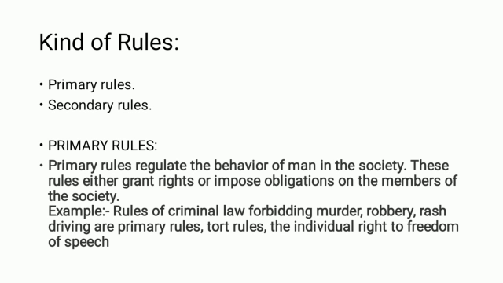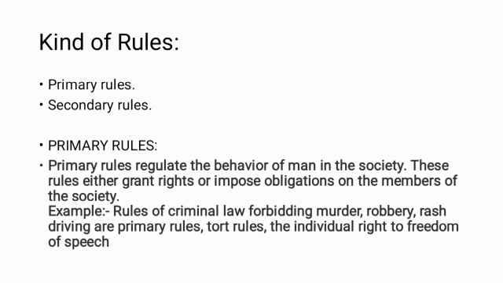Primary rules regulate the behavior of man in society. A legal person, सोसाइटी में बिहेव कैसे करेगा, कैसे उनका कंडक्ट होगा, इसको जज करता है, इसको गाइड करता है प्राइमरी रूल. These rules either grant rights or impose obligations on the members of the society. जो ये रूल होता है ये ऑब्लिगेशन या फिर राइट को एक रूल के साथ जोड़ता है जिससे लॉ बनता है, and this is how the members of the society are bound to follow.